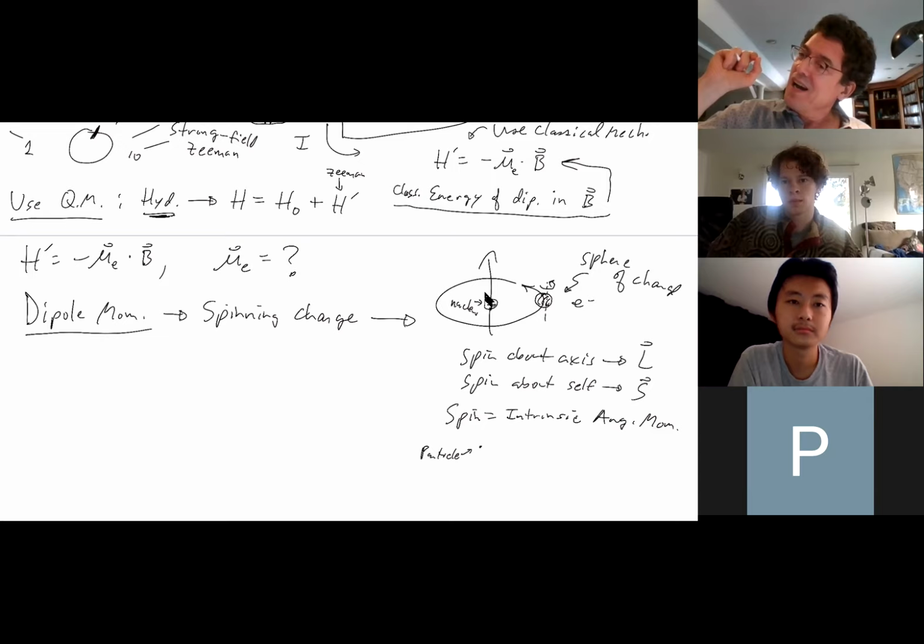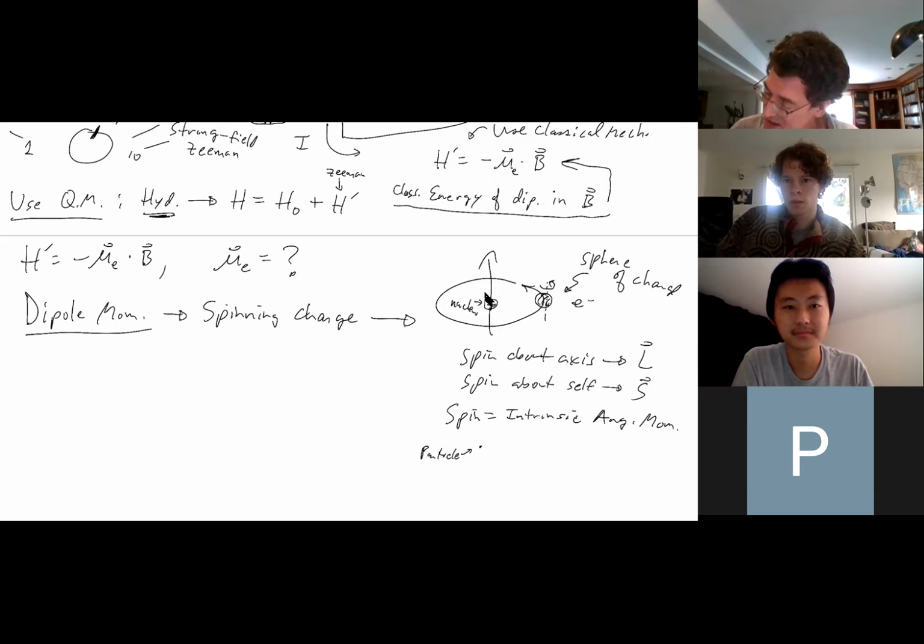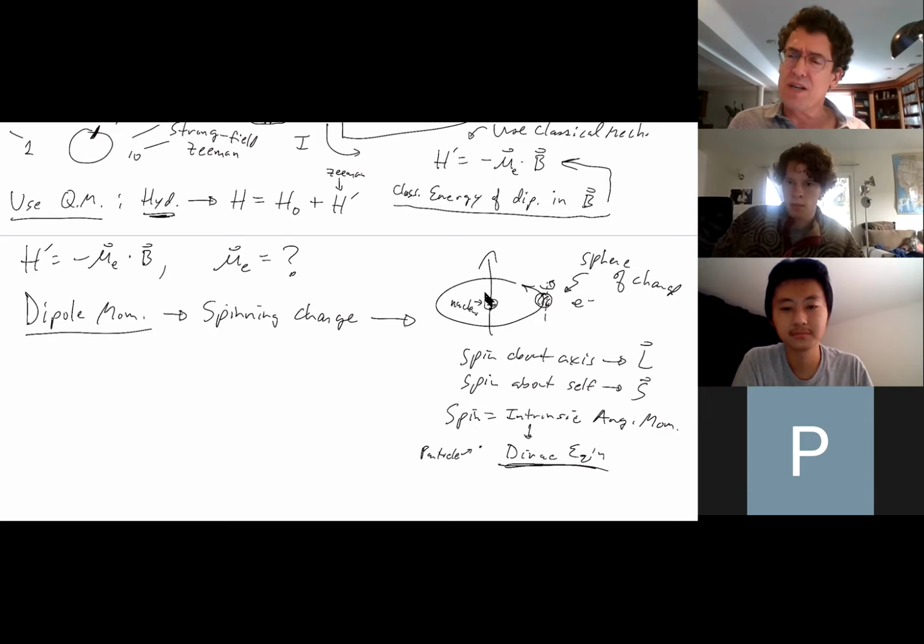And so instead they have an intrinsic angular momentum. But the problem is that our simple minds cannot wrap around the concept of a point particle having an intrinsic angular momentum. The only way to understand it is to use the Dirac equation. So a particle has intrinsic angular momentum that comes from the Dirac equation. But because we're undergraduates, we cannot understand the Dirac equation, and so the concept of a point particle having intrinsic angular momentum makes no sense at all.